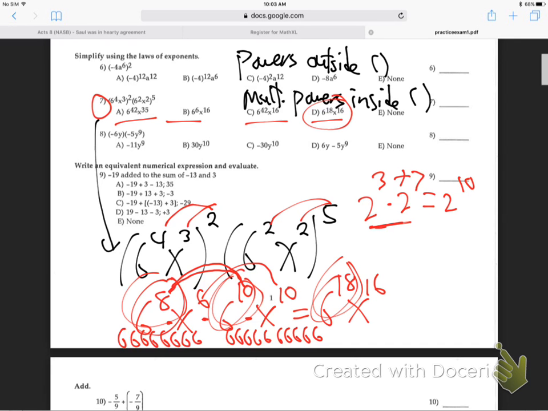How about number 8? Kind of running out of room on all these. I can maybe squeeze in number 8 right here. On number 8, are there any powers outside parentheses? No. So that's a lot of the battle. You see what I'm doing? This is what you want to do.